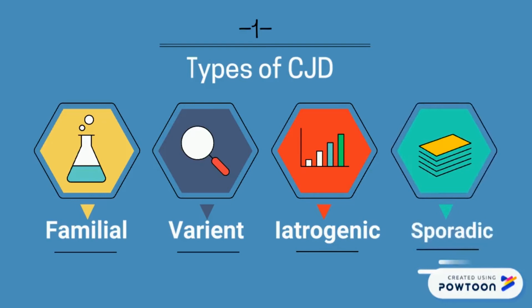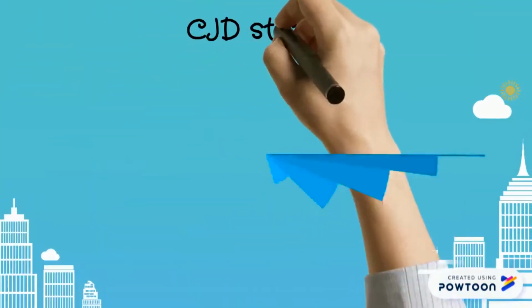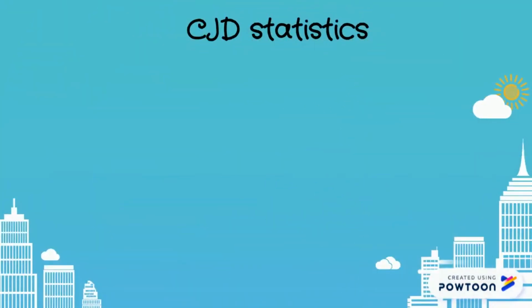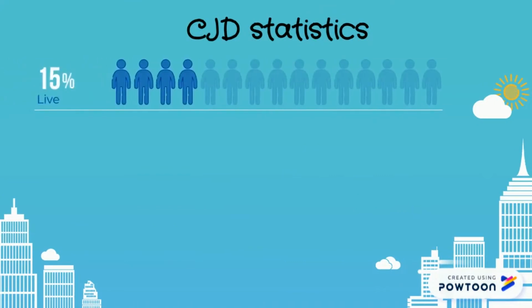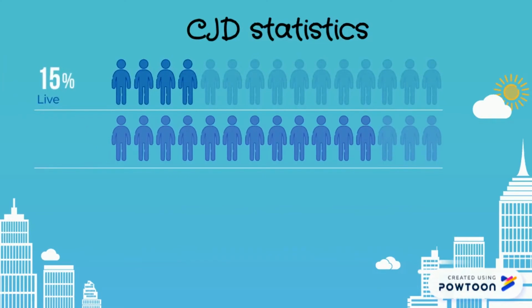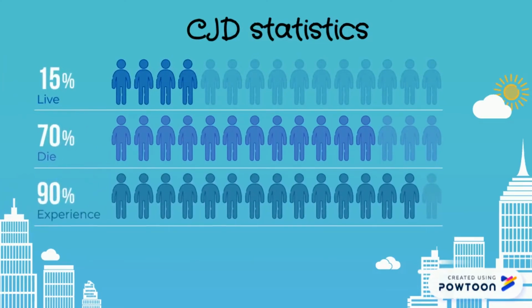Due to the high risk associated with the disease, about 15% of CJD patients live for more than 2 years. 70% of individuals die within a year after diagnosis, and about 90% of individuals who are diagnosed with this disorder experience progressive dementia.